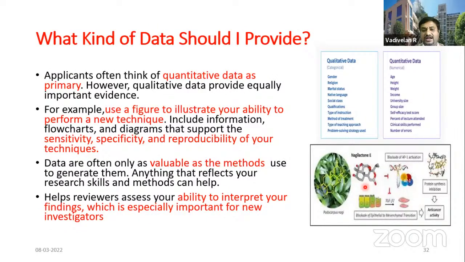And the question is, what kind of data should I provide? Normally applicants are asked for quantitative data primarily. The quantitative data may be numerical, such as, if you go in for clinical sites of work, age, height, weight, income, like that. However, sometimes qualitative data may also be equally important, such as gender, religion, marital status, social class, like that. And whenever you're giving this data, instead of giving it in stories or in the form of a table column, they say always go for a graphical abstract or use a figure to illustrate your ability to perform a new technique.